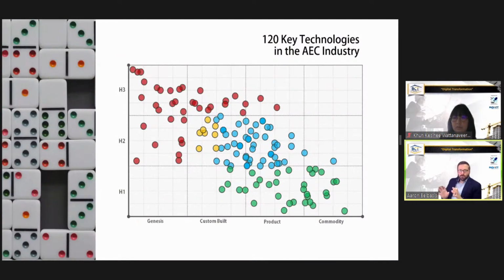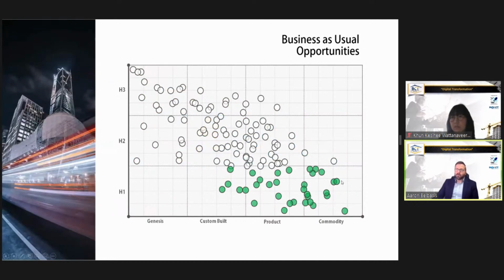So if we return to the 120 technologies here, and I've colored them here for ease of visualization, we can see some main clusters that we can focus on. First, we can focus on the business as usual opportunities, the technology that we can buy right now. There is no reason we cannot access them, apart from maybe your own internal finance restrictions, but these are technologies that are available to us within our industry, and they're ready for us to use directly.